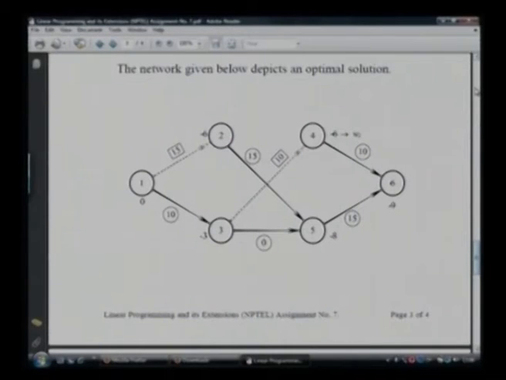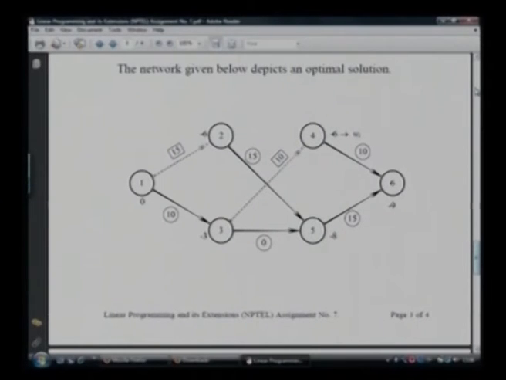Yes, so I am saying that suppose it goes up by delta 12, then you have the inequality C12 plus delta 12 minus W1 plus W2 should be less than or equal to 0. It should remain non-basic, and the optimality criteria should not be violated. And C35 is what? 35 is a basic arc.